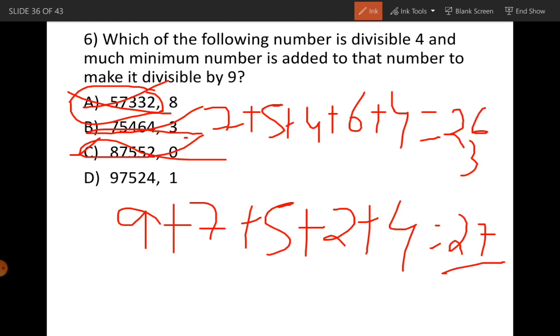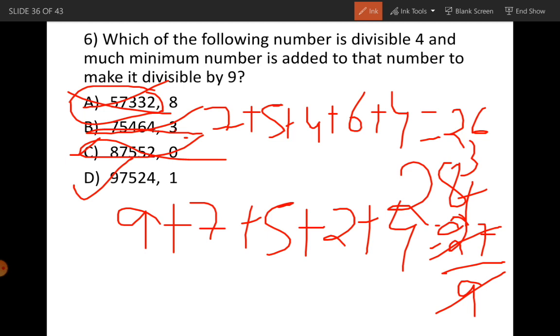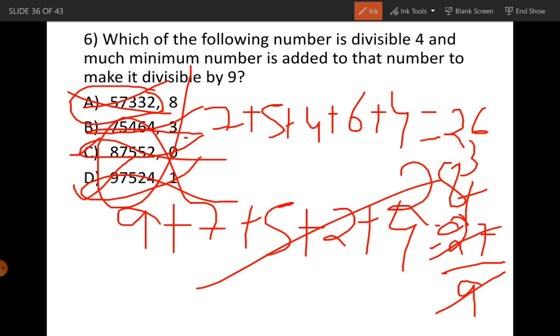27 is divisible by 9, so this number is both divisible by 4 and 9. But if we add 1 to this, it becomes 28, so then this number cannot be divisible by 9. So in these four options, none of the answers is correct. So one more option we have to give: none of the above.